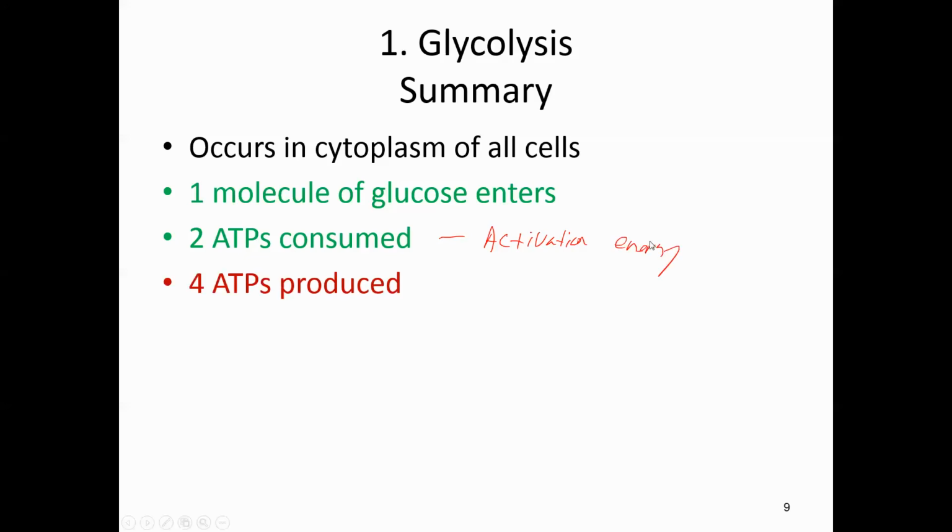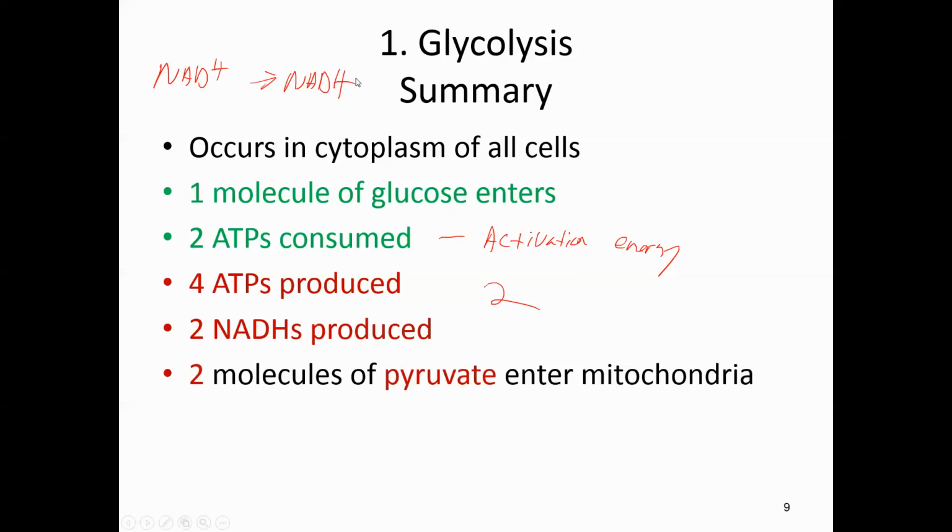We're going to produce 4 ATP, so that's a gain of 2, because we burn 2, we make 4, we get 2 out of it. We're going to make 2 NADHs. NADHs are electron shuttles. They carry electrons. So NAD plus gains electrons and becomes NADH. So a hydrogen comes along for the ride.